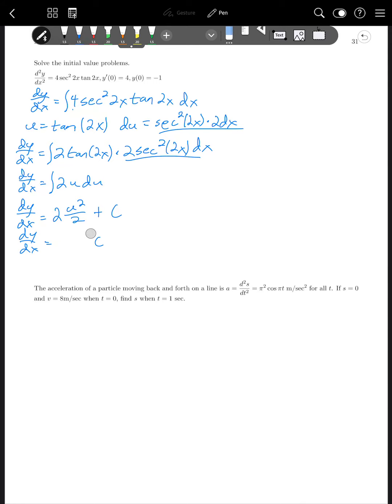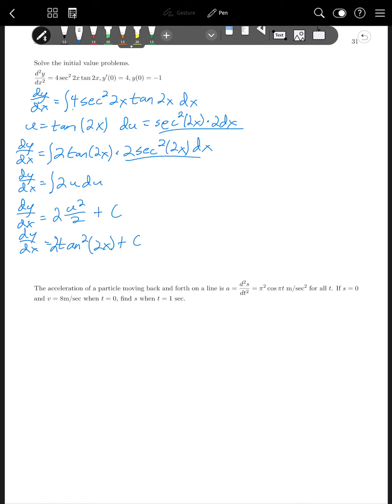Let's go ahead and substitute tangent back in there. So tangent squared 2x plus c. Oops, I forgot a 2. So 2 tangent squared 2x plus c.